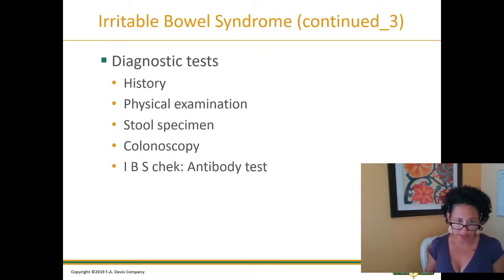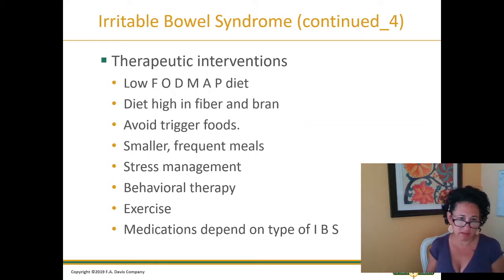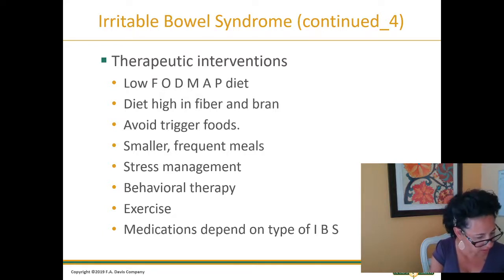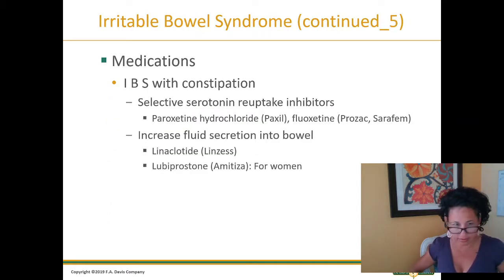These are the tests. We need to get a very good history to find out what your triggers are. Physical examination, colonoscopy, those types of things. Let's see. Therapeutic interventions. You're going to see the FODMAP diet on page 672 under therapeutic measures. Look at all of these.